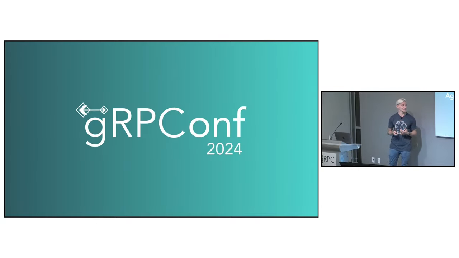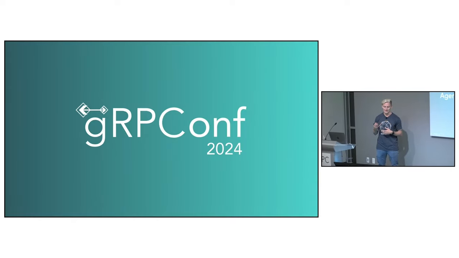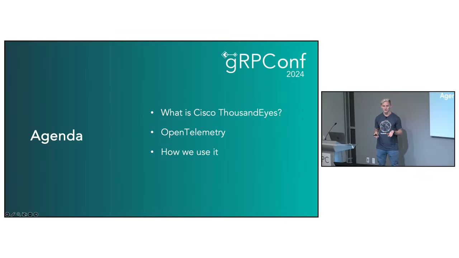Here is a quick agenda for today. First of all, I will make a quick introduction into Cisco ThousandEyes, providing you with clear understanding of what it is and what we do. Then we discuss briefly OpenTelemetry, a powerful observability framework and a key component of our observability strategy. And at the end, I will guide you through how we use gRPC and OpenTelemetry at Cisco ThousandEyes.